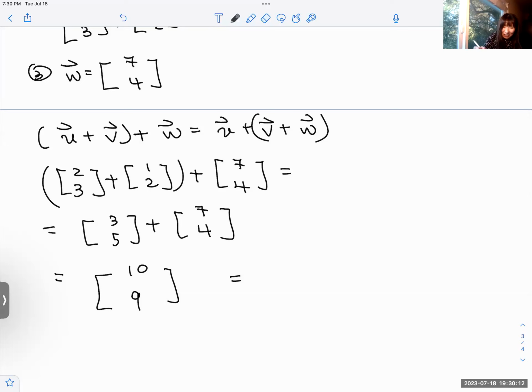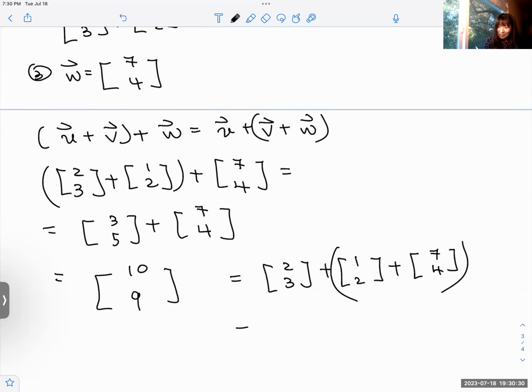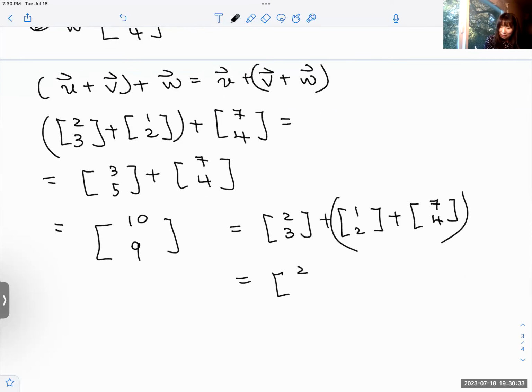So we have 2, 3 plus 1, 2 plus 7, 4, associative this way. So this is 2, 3 plus what you get, which is 8, 6, right? So we have 10, 9 again. We get the same, so I don't have to do that.